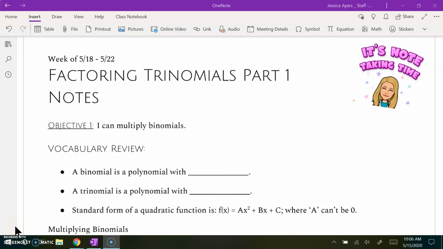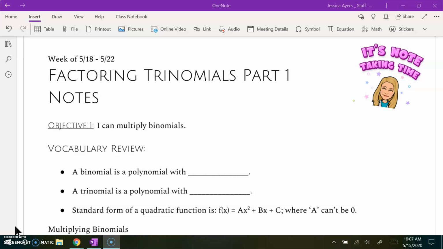All right, guys, so it is factoring trinomials week 1, and go ahead and make sure you've got that part 1 notes ready to take some notes. We're just going to start with objective 1 for this week, and that's just to review. I can multiply binomials. And we'll talk about this in the next video, but factoring trinomials is just undoing multiplication.